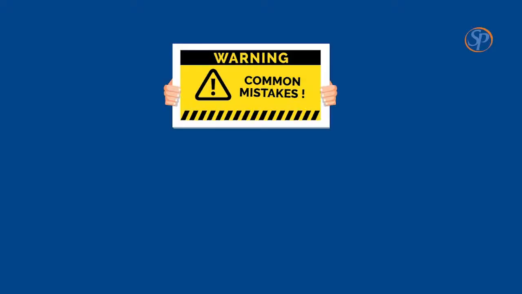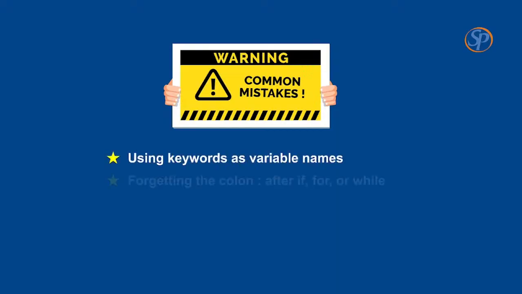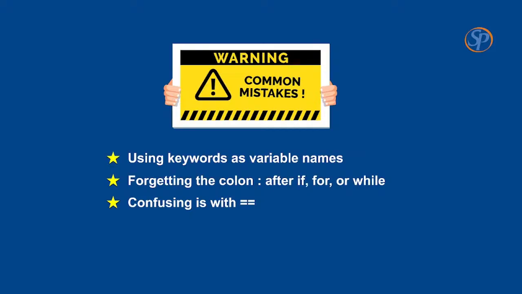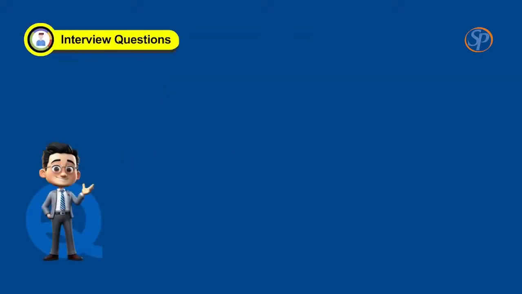The common mistakes that we make. So these are the mistakes that we should avoid: using keywords as variable names, forgetting the colon after if, for or while, confusing is with double equals, and messy indentation, because Python is very strict. So fix this early and your Python journey will be smooth.